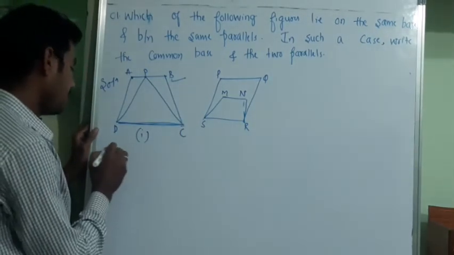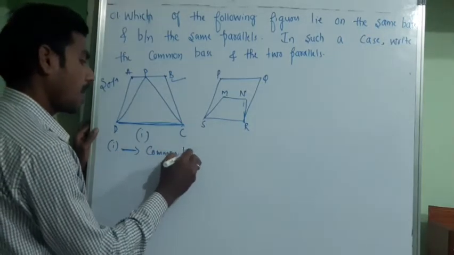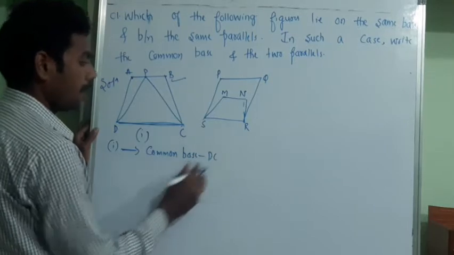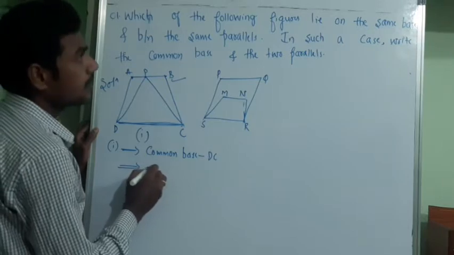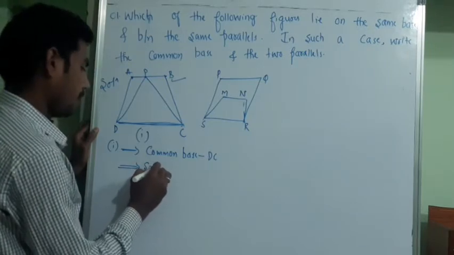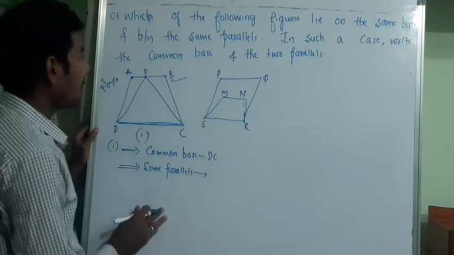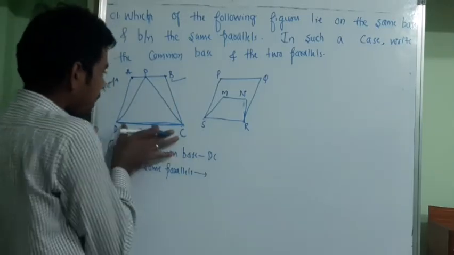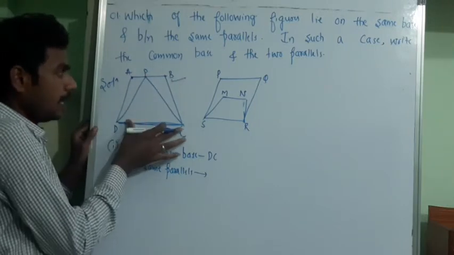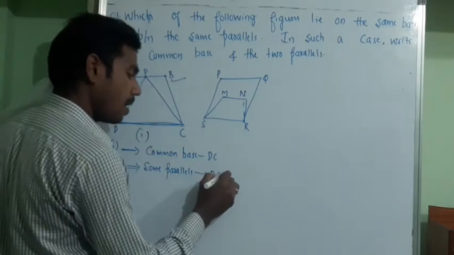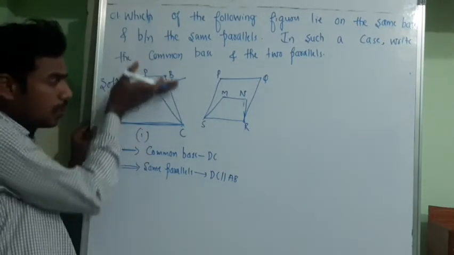Therefore, what can we write? For 1, the common base is DC, and the same parallels are DC and AB. Always consider the exterior points: DC and the exterior point. DC is parallel to AB. So these are the two parallels.